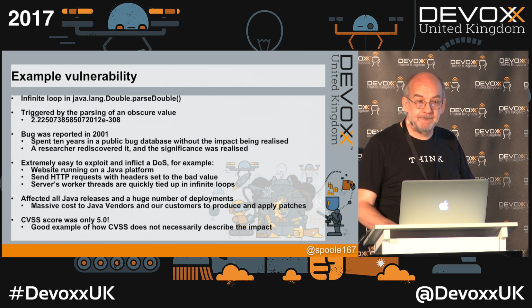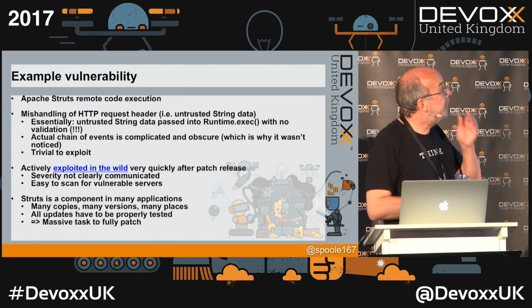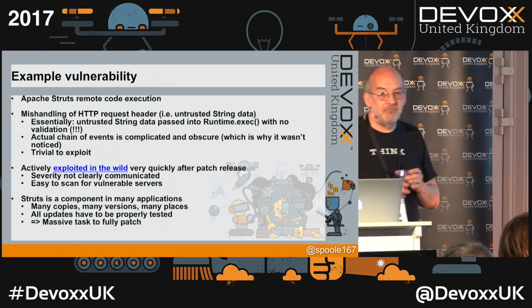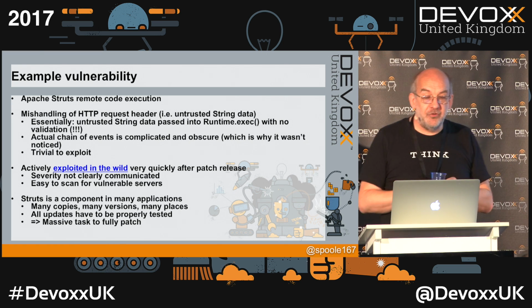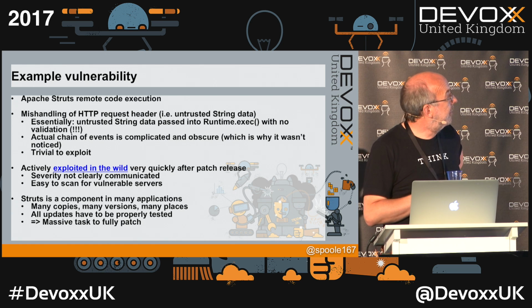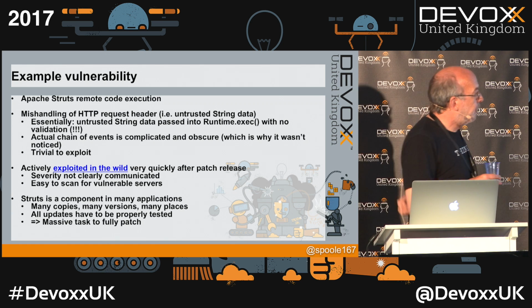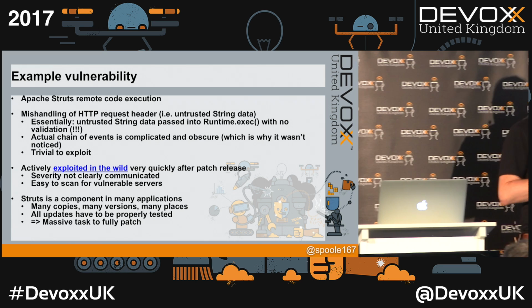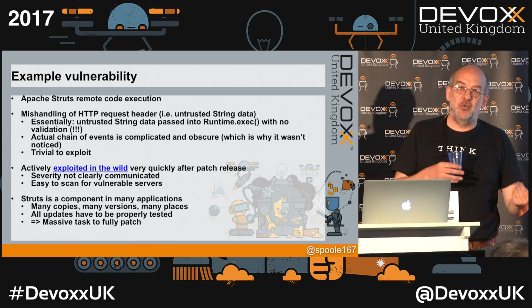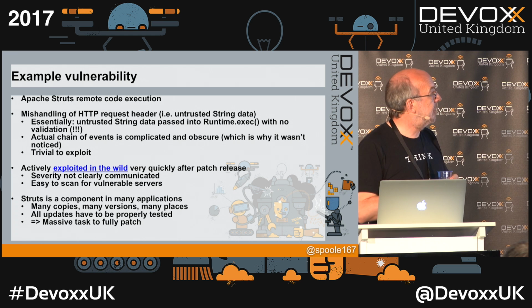Okay. So here's the next one, Apache Struts, mishandling of request data. Untrusted string data passed into runtime exec. But it's not easy to describe, because it was a series of events that took place to get to the point where that would go wrong.